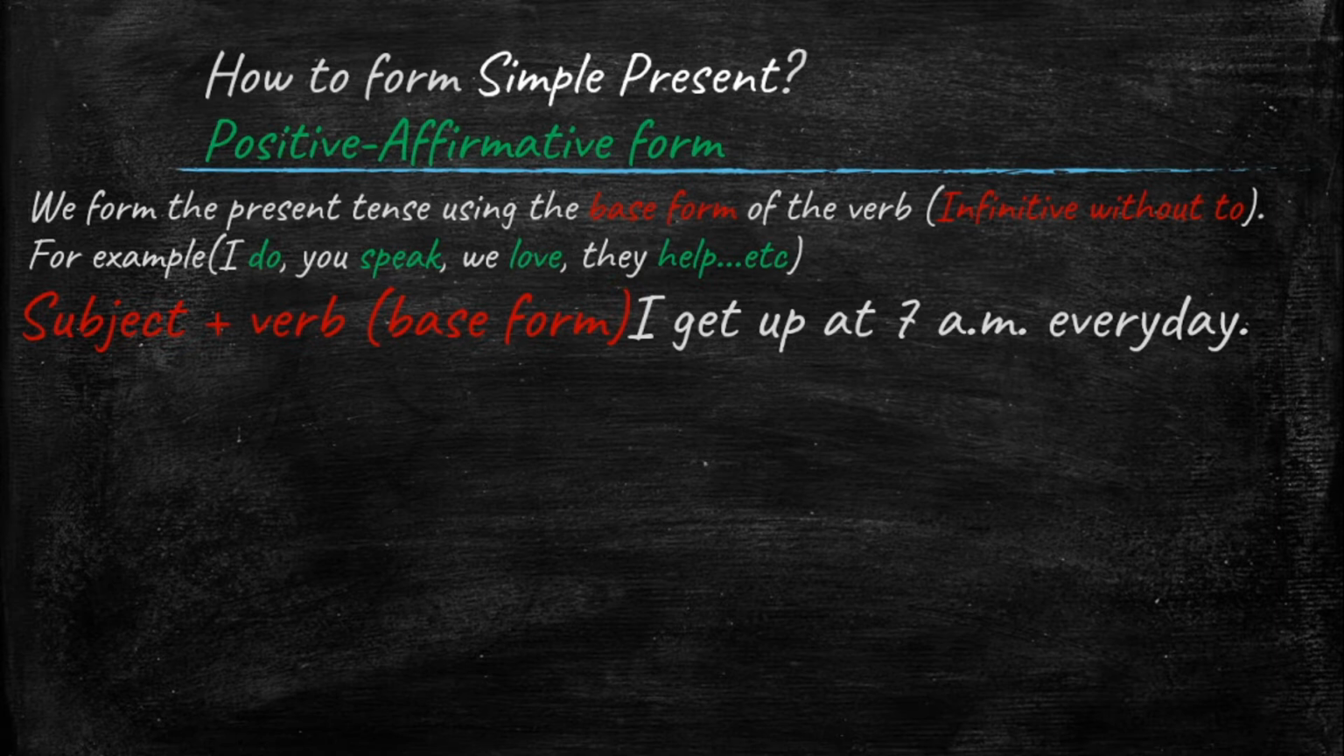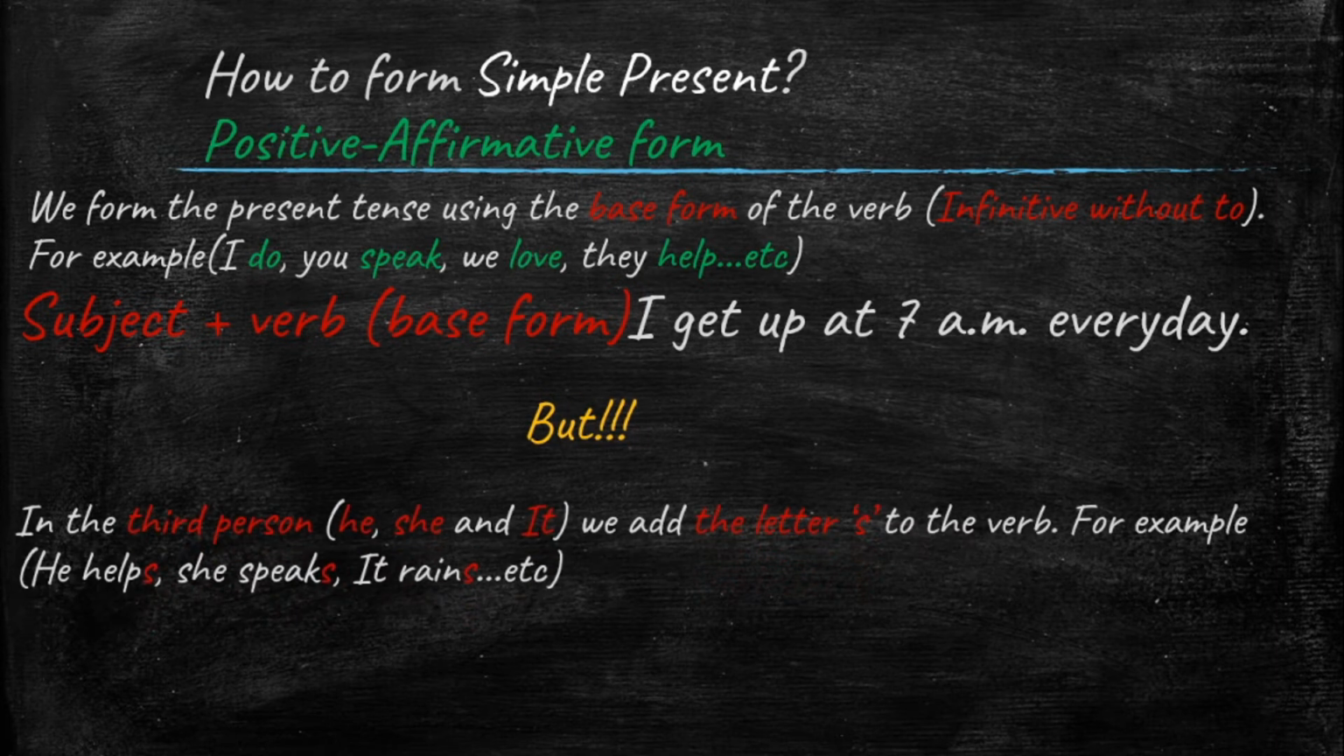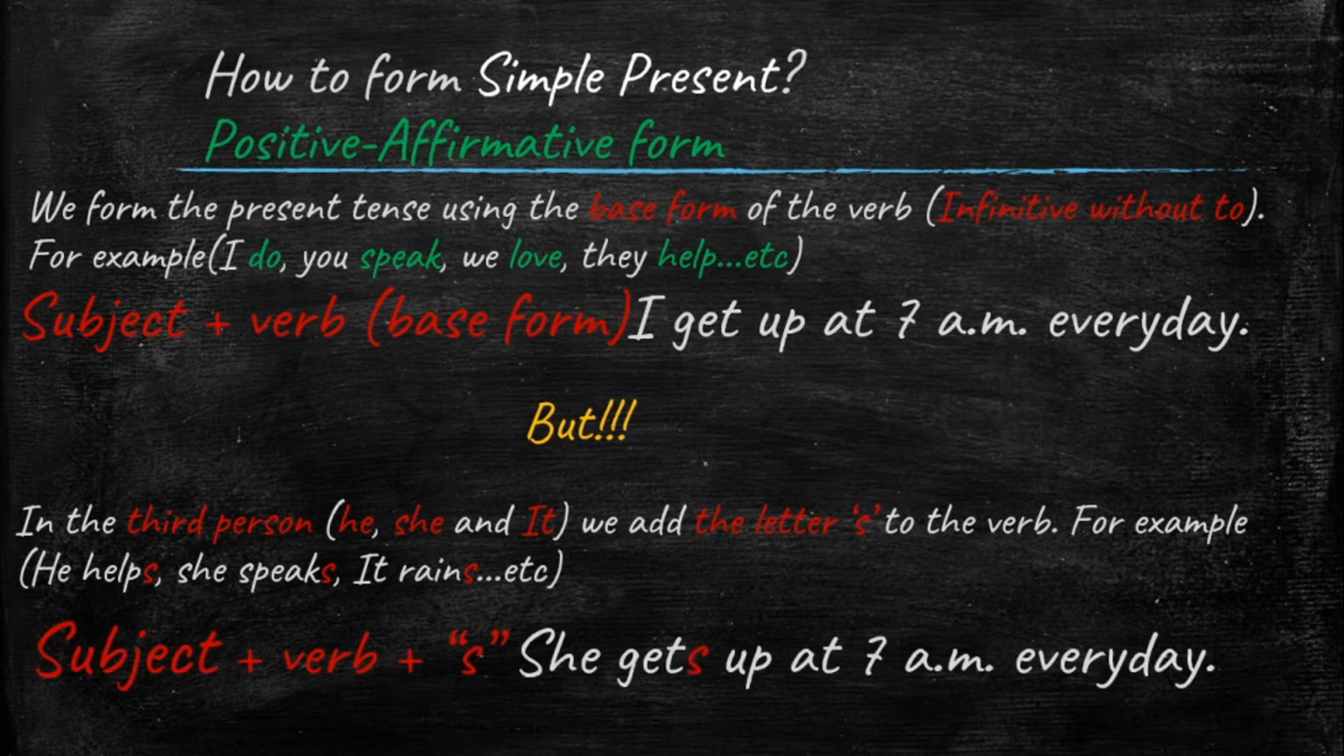Every day. But in the third person singular, he, she, and it, we add the letter S to the verb. For example, he helps, she speaks, it rains. And the sentence structure is like this: subject plus verb plus S. For example, she gets up at 7 a.m. every day.